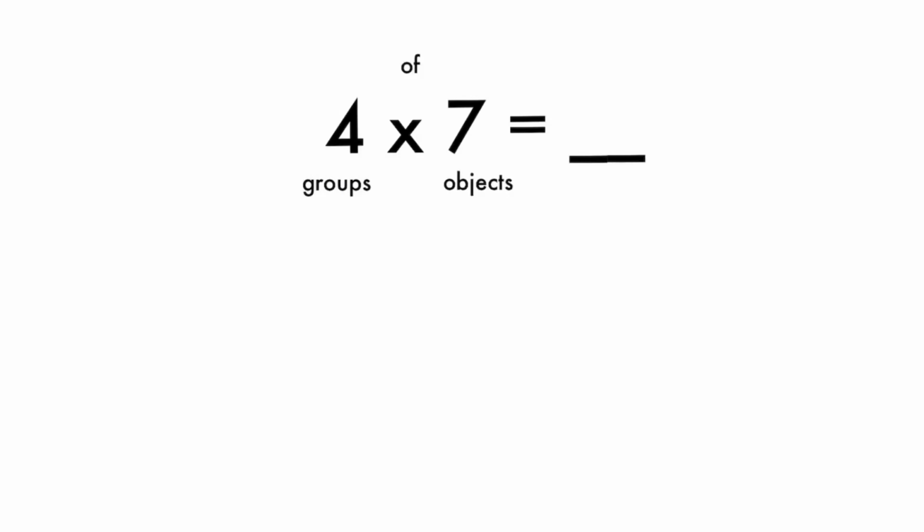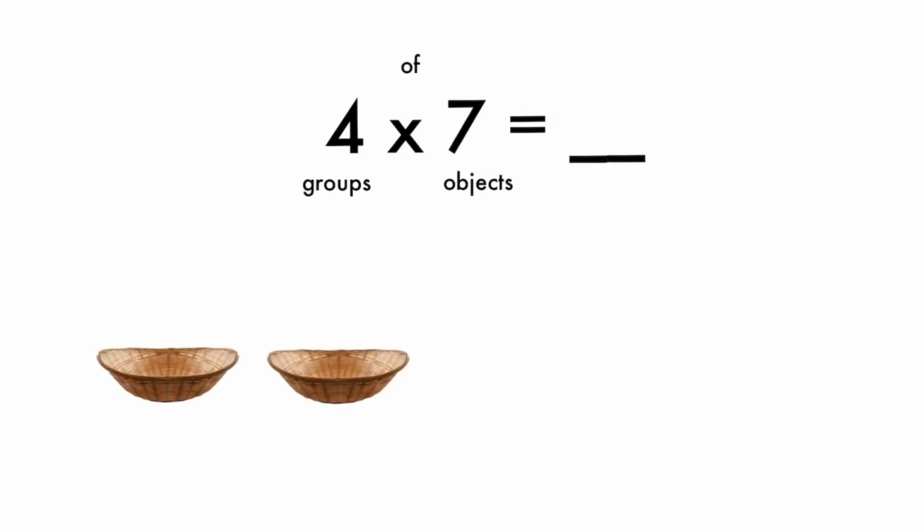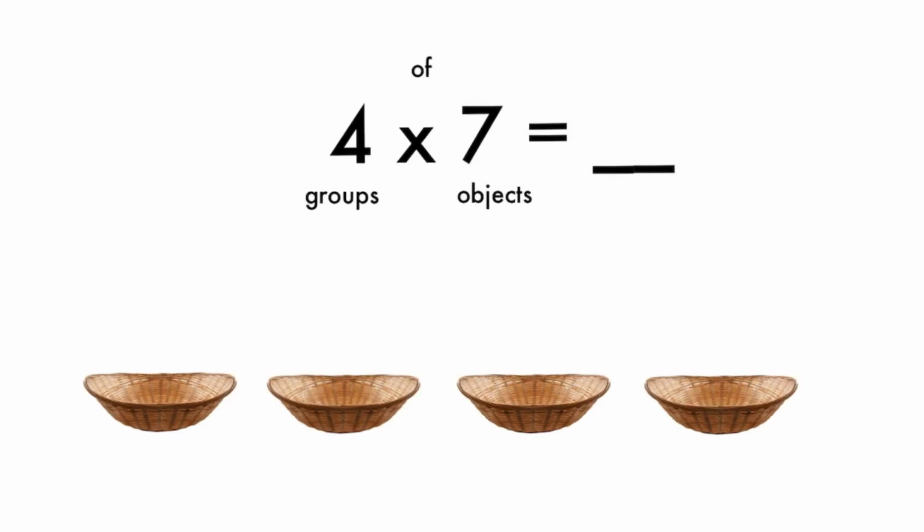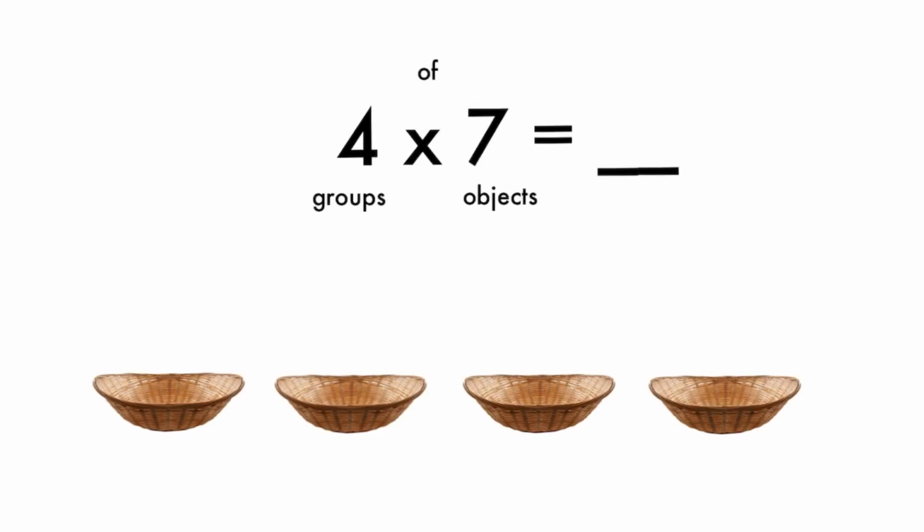Let's use 4 baskets as our 4 groups. 1, 2, 3, 4. Now we need 7 objects in each of those 4 groups. Let's do 7 acorns in each of our 4 groups.